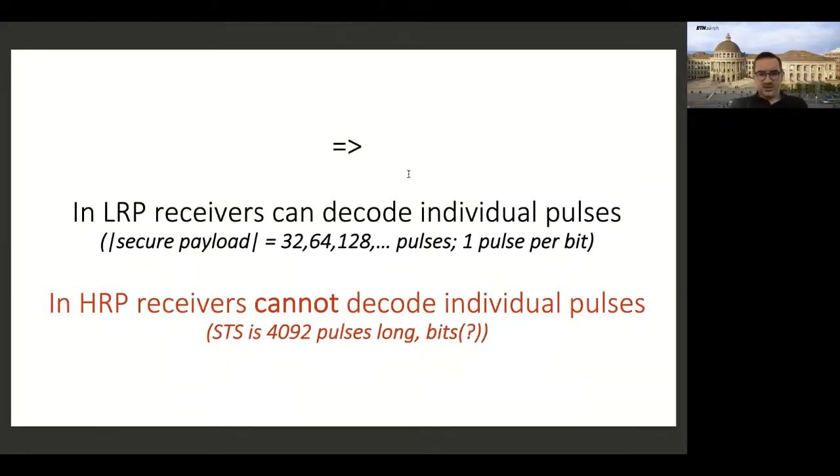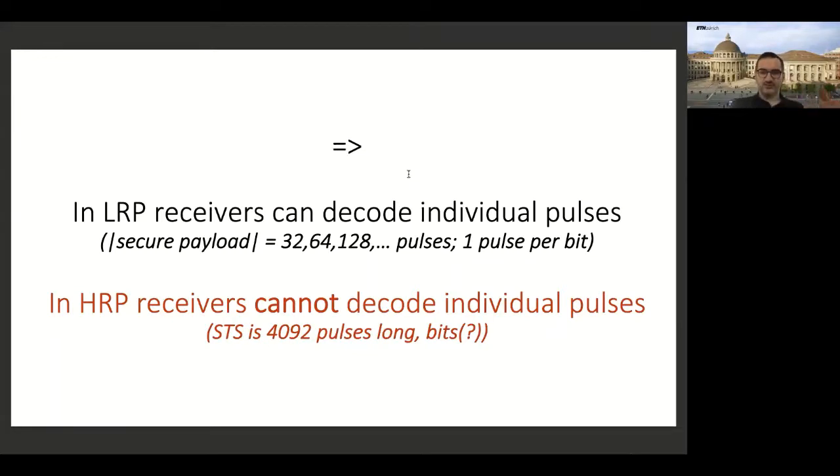And so this means that in LRP we can decode individual pulses. So our secure payload, for example, can have 32, 64, 128 random pulses, right? Which we can then use to secure ranging. And in HRP we cannot decode individual pulses, but we have this long scrambled timestamp sequence, which is 4,000 pulses long. And now the question is, how do we demodulate that, right? I mean, what do we do with this STS sequence?